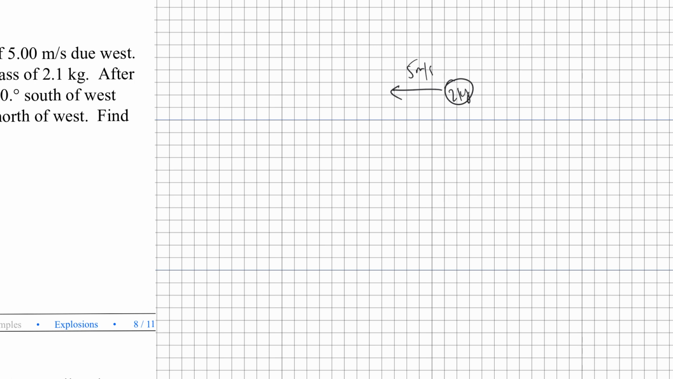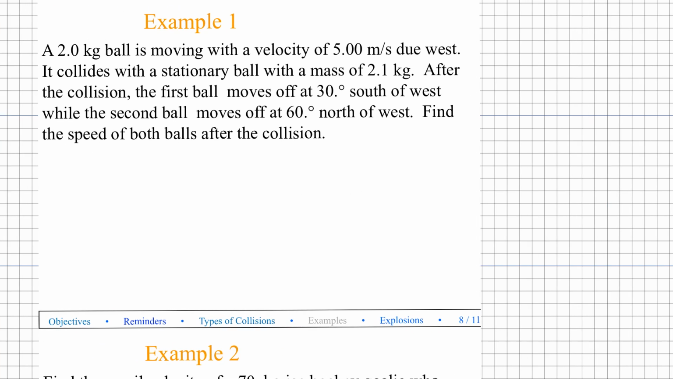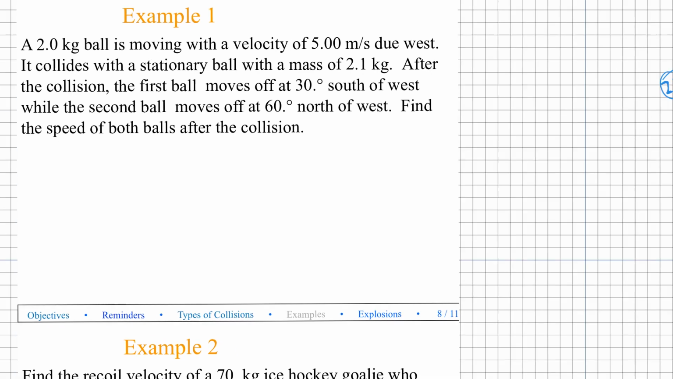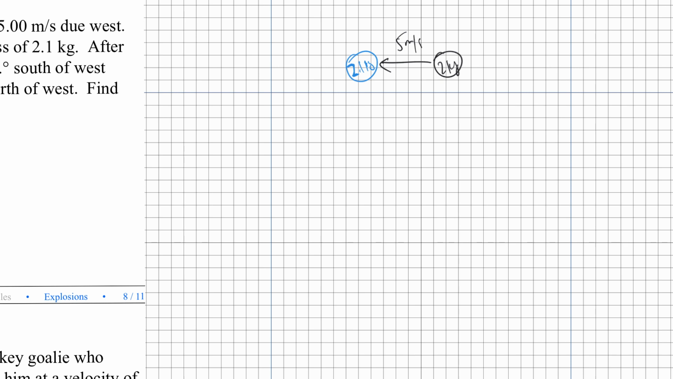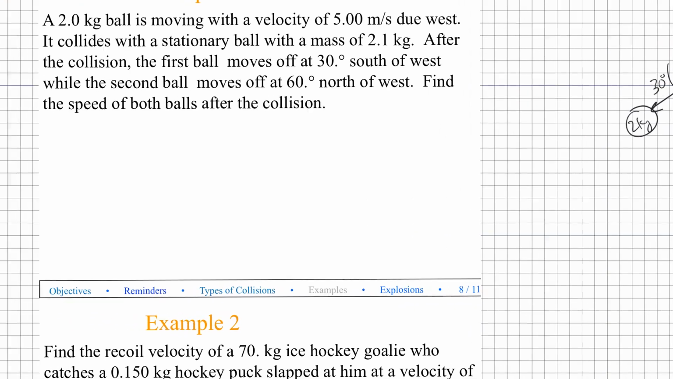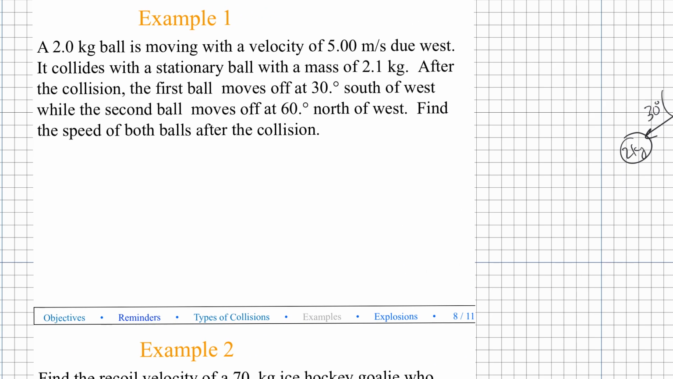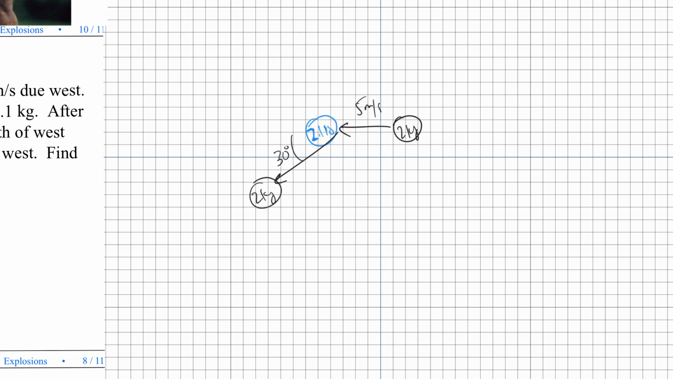It can be helpful to have colors in this case. So here's our 2.1 kilogram ball. That way I can keep track of which ball is which. After the collision, the first ball moves off at 30 degrees south of west. So that is the black ball, the 2 kilogram ball, moving this way at 30 degrees south of west. And the second ball moves off at 60 degrees north of west. This is unusual, that's almost like an elastic collision, but whatever. This is our 2.1 kilogram ball.